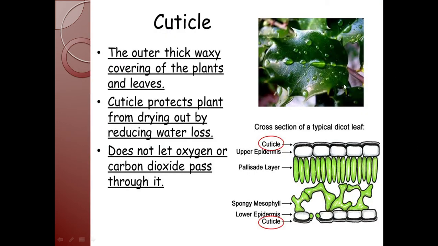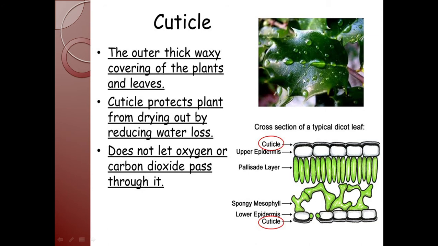Here you can see the structure of a cuticle. The outer thick waxy covering of the plants and leaves is called cuticle. The cuticle protects plants from drying out by reducing water loss. This process of drying out is called desiccation. So we can say that cuticle prevents the desiccation of the plants. The cuticle does not let oxygen or carbon dioxide pass through it.